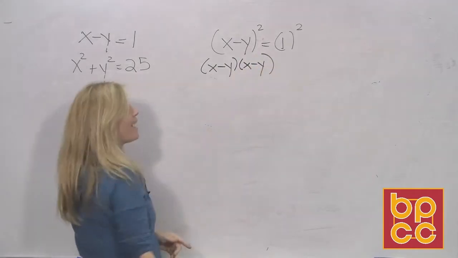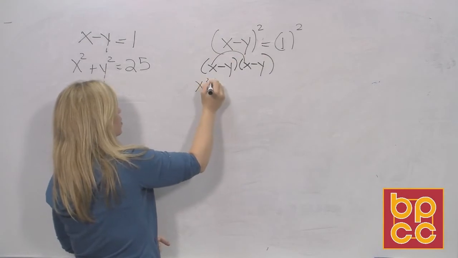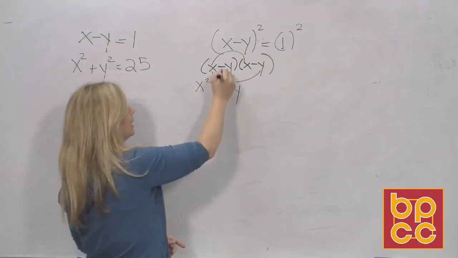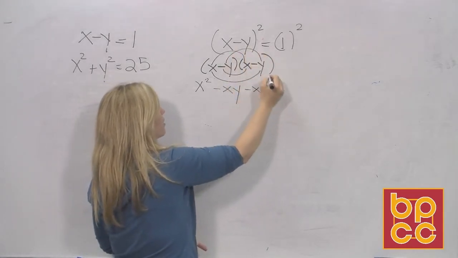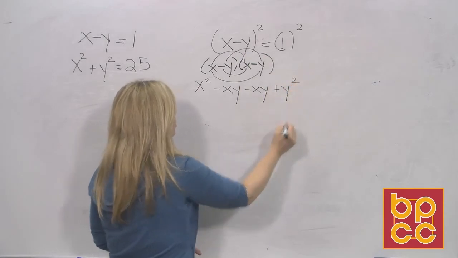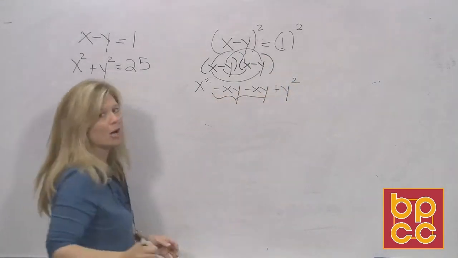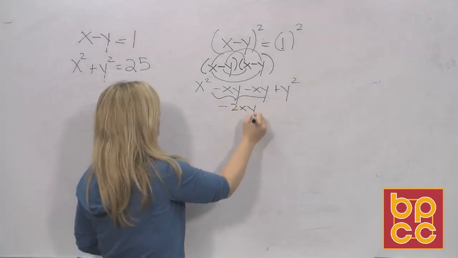And if you multiply that out, that is FOIL. If we did FOIL, x times x is x squared. X times negative y is negative xy. Negative y times x is negative xy. Negative y times negative y is positive y squared. If you look closely, these terms in the middle are not going to cancel out and make 0. They're going to make negative 2xy.